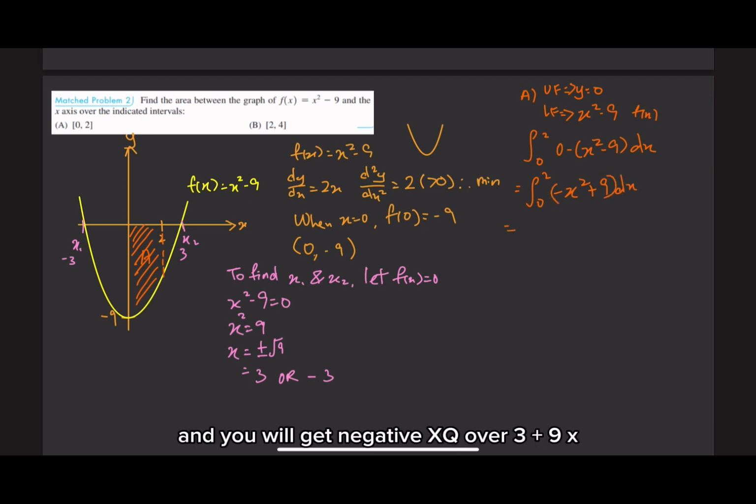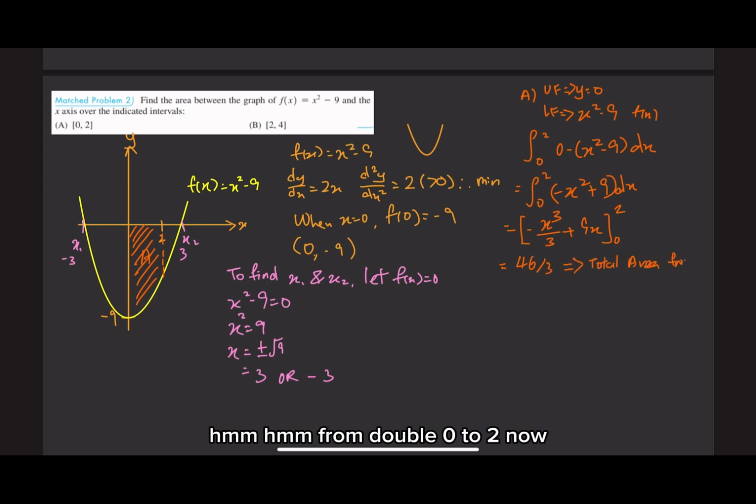And you will get negative x cubed over 3 plus 9x from the interval 0 to 2. And you will solve this, you will get 46 over 3. And this is your total area from interval 0 to 2.